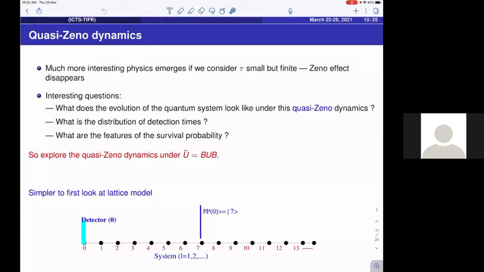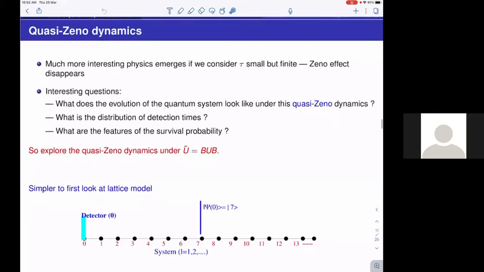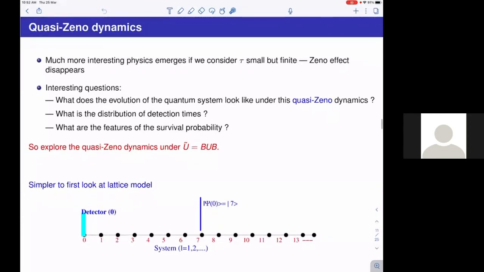But if you consider tau to be finite, then you get much more interesting physics. Okay, so then you let the system evolve, but you're also probing the system. And in this case, you don't get the Zeno effect. And you can ask many interesting questions. Some of the interesting questions are: what is the evolution of this system which has survived the detection? What does it look like? And then the detection time distribution and survival probability.